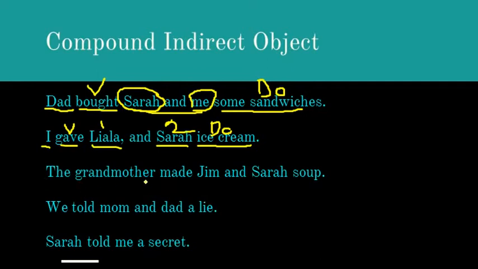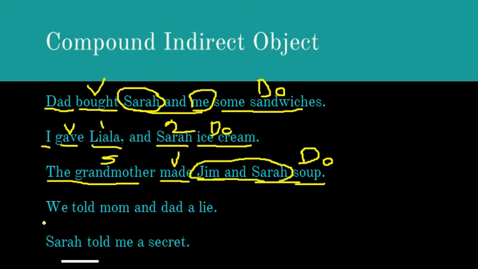Now next example. The grandmother made Jim and Sarah soup. Grandmother is subject. Made is action verb. Made what? Soup. Now who received soup? Jim and Sarah. Therefore, Jim and Sarah is compound indirect object.